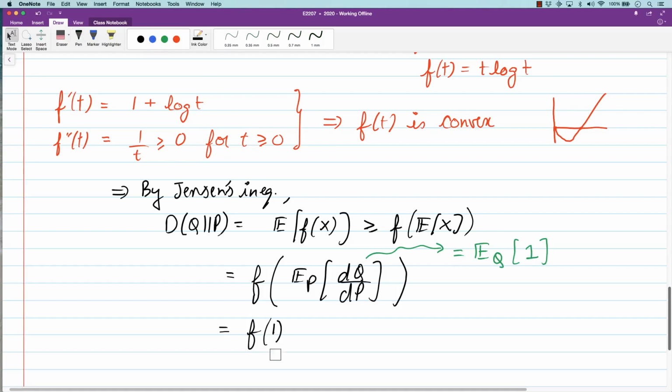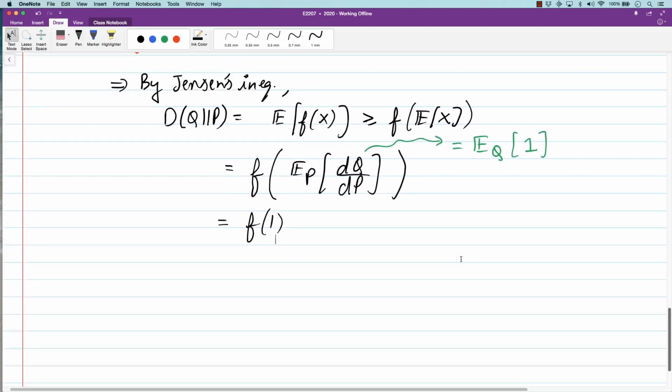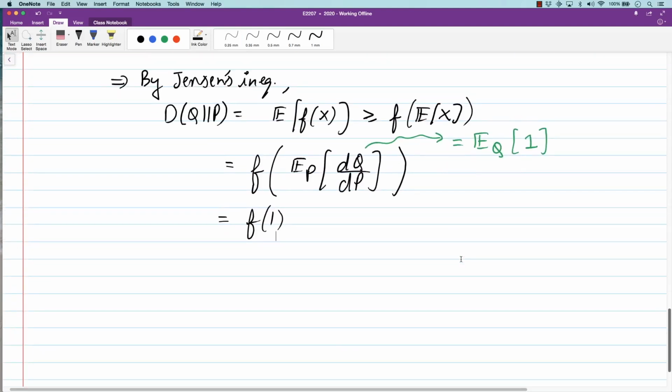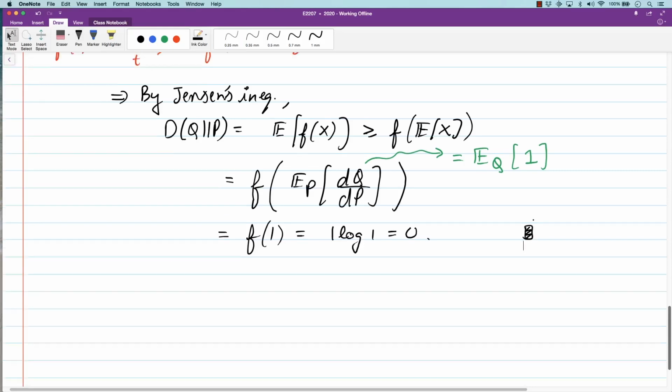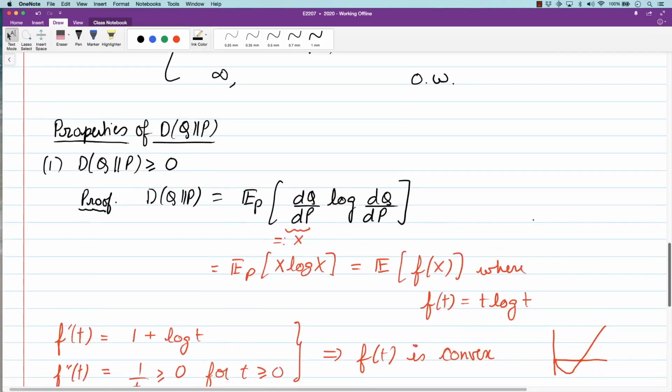If you want to understand this proof further, try to rewrite it for the discrete case. You will understand each of these steps better. I think that's a very important exercise you should do. Alright, so now what is f of 1? This is 1 log 1, which is 0. Alright, so we got our bound. This is just by Jensen's inequality, D(Q||P) is non-negative. That's the first property we wanted to cover.